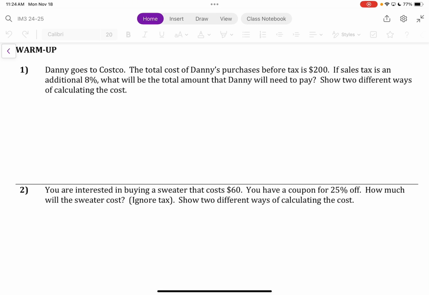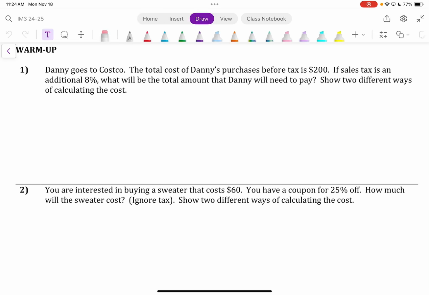Now, this is something that you might not have seen in a while, but let's take a look at it. So it says Danny goes to Costco. The total cost of Danny's purchases before tax is $200. If the sales tax is an additional 8%, what will be the total amount that Danny will need to pay? There are two different ways to show the final answer, the cost.